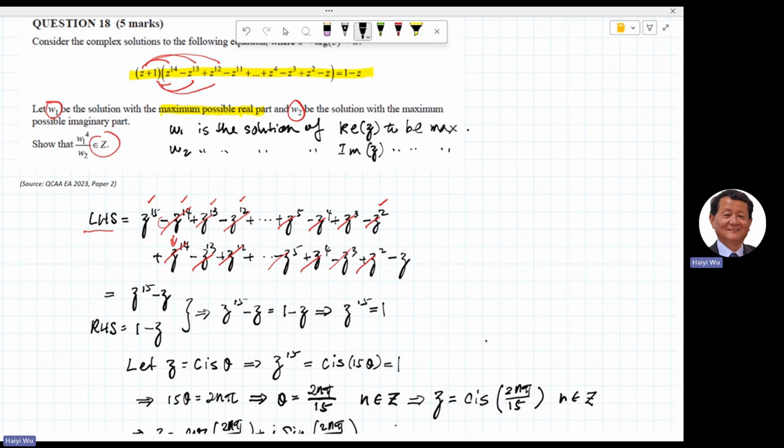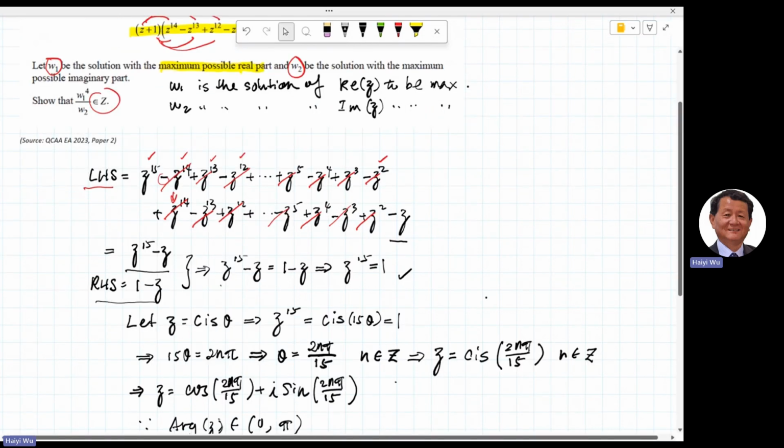So you can see everything cancels from the second term onwards: the negative Z to the 14 cancels with the positive Z to the 14, and so on, all of them cancel. That leaves the last term, Z plus Z to the power 15 minus Z. The right-hand side is 1 minus Z. So you solve this simple equation, and we get Z to the power 15 is 1.